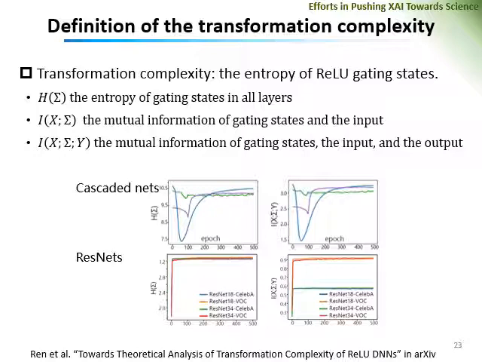We define three types of transformation complexity. First is the entropy of gating states of all ALU layers. Second is the mutual information of gating state and the input. And third is the mutual information of the gating state, the input, and the output.